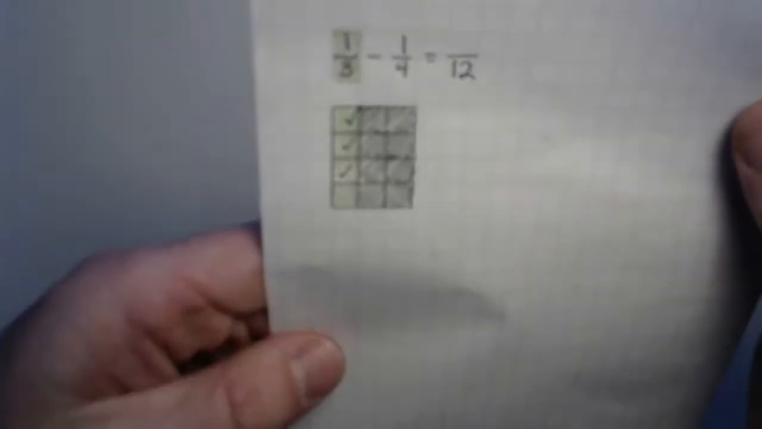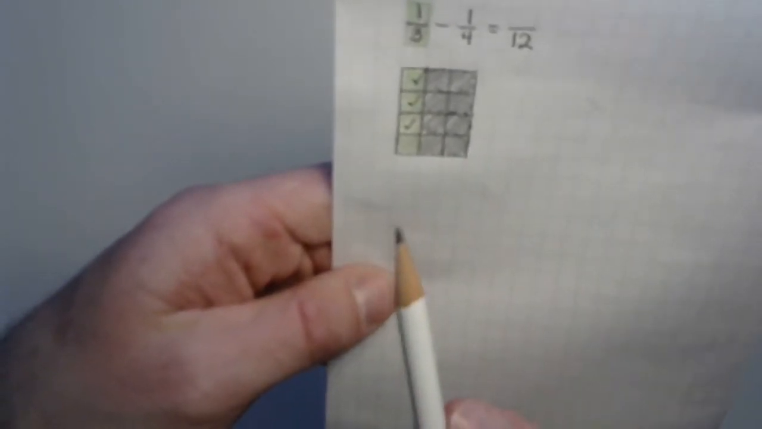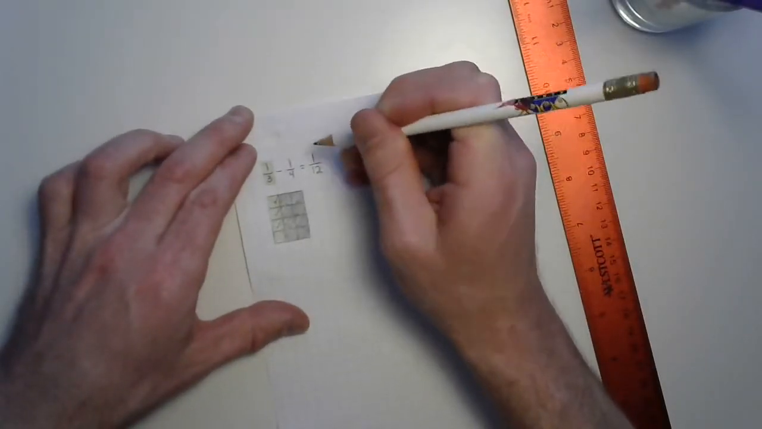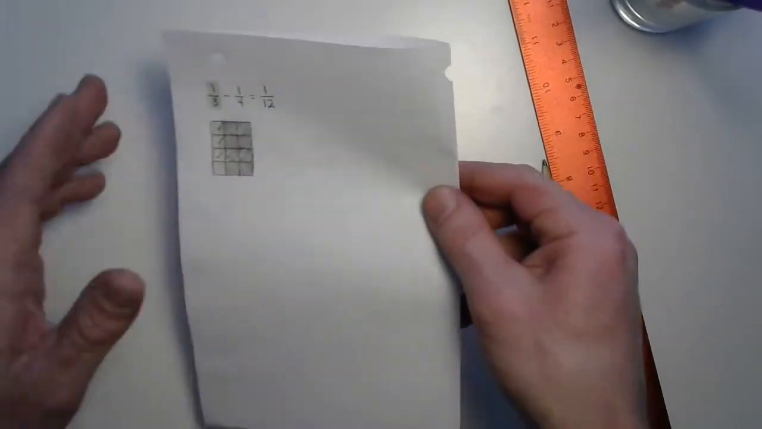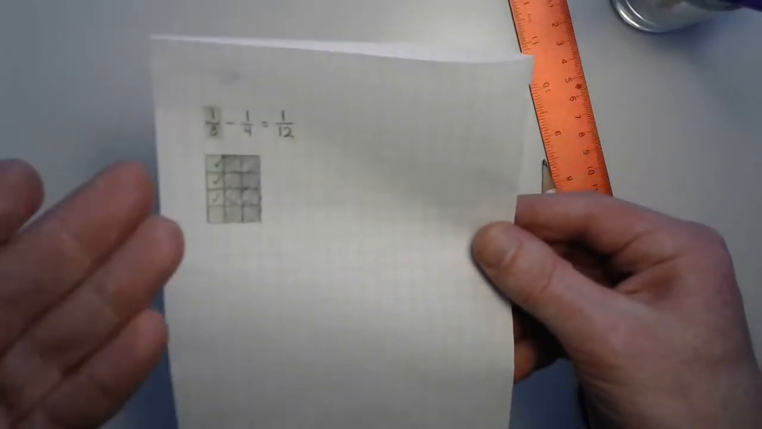Take a look. We just checked off 3 of those boxes. And now we just count what's left. The 1 active box, the 1 12. 1/3 minus 1/4 is 1/12. How cool is that?